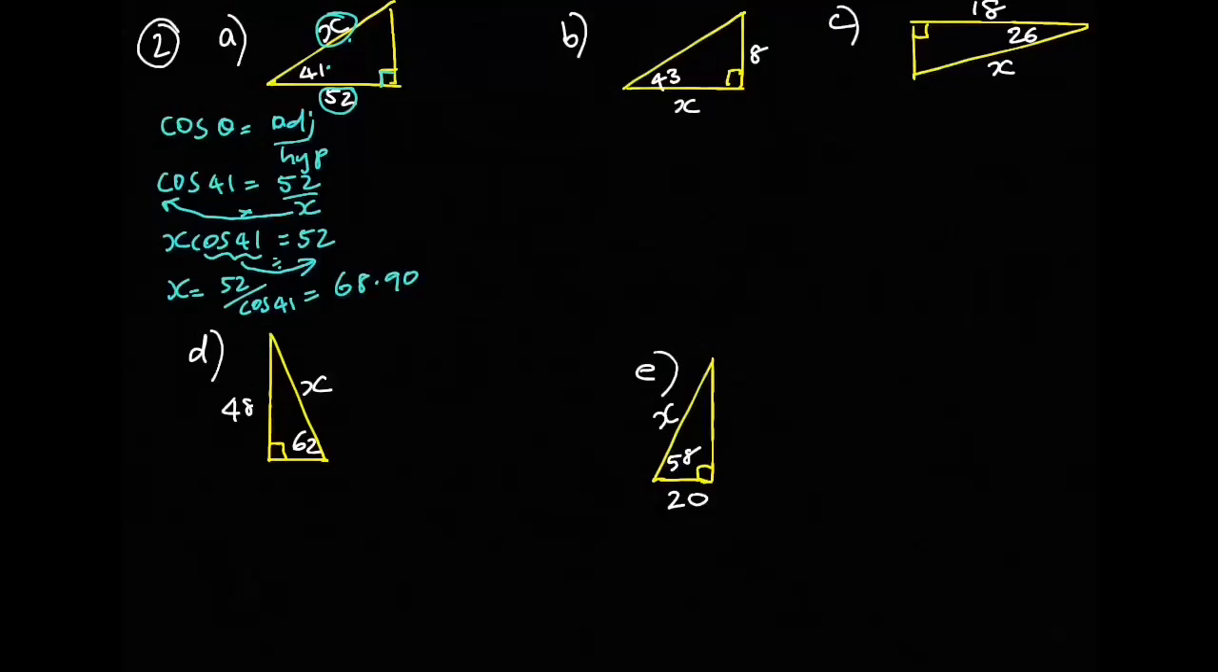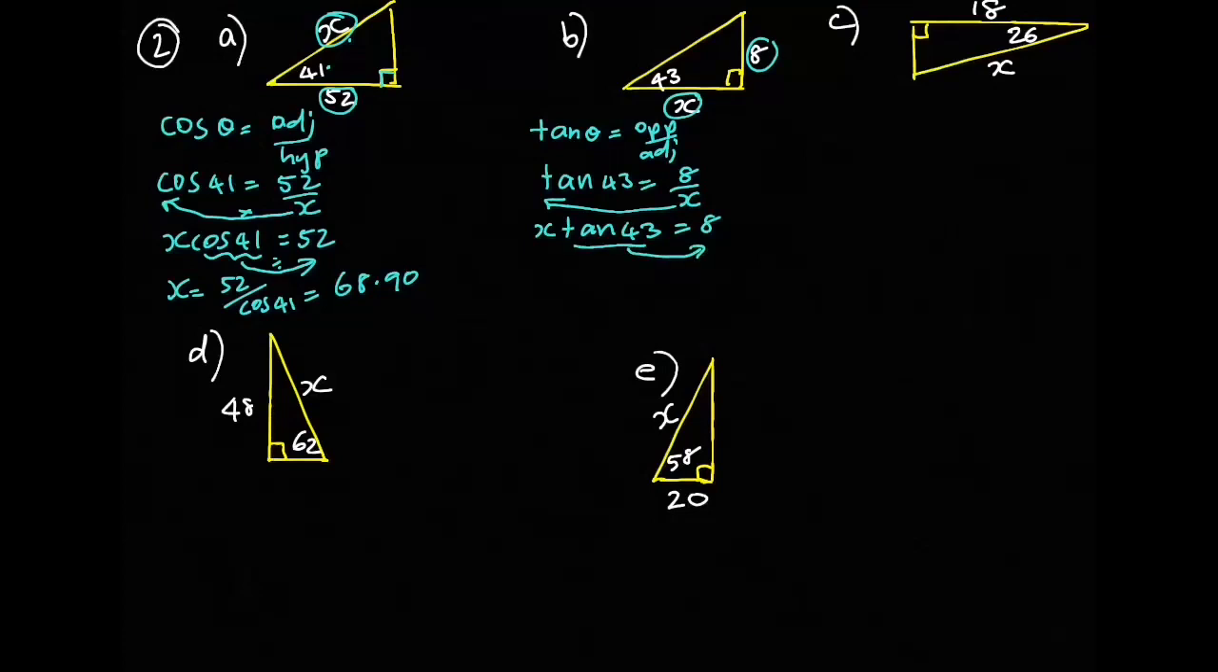decimal places. Moving on to B, we've got adjacent and opposite, so that's a tan problem. So tan theta equals opposite on adjacent. So tan 43 is equal to 8 on x. Bring the x over to multiply. x tan 43 equals 8. Now we want to bring the tan 43 over to divide because it's multiplying. So x equals 8 on tan 43, which gives us a value of 8.58, correct to 2 decimal places.